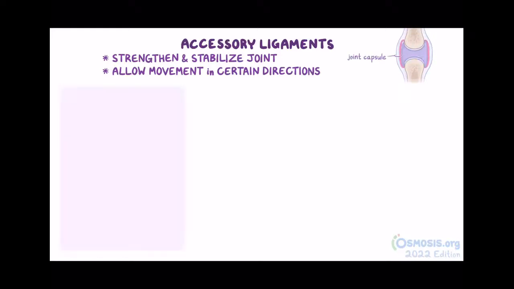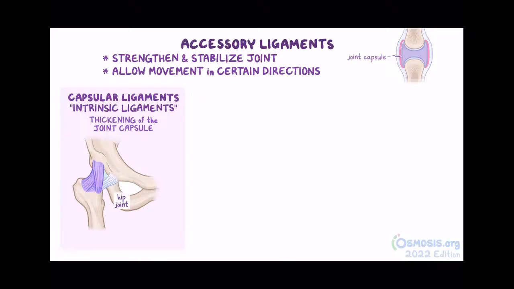Now, the ligaments associated with synovial joints can be classified based on their relationship to the fibrous joint capsule. There are capsular ligaments, also called intrinsic ligaments, that are really just thickenings of the joint capsule. For example, there are 3 capsular ligaments of the hip joint, including the iliofemoral ligament.